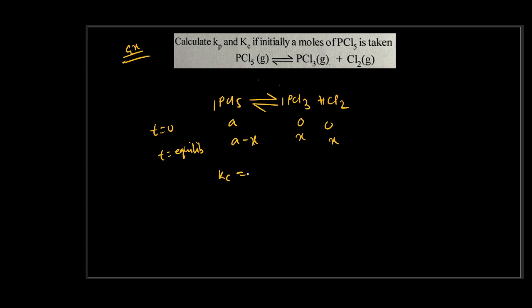If you calculate Kc, then from the law of mass action, the concentration of product divided by the concentration of reactants is known as Kc. At equilibrium, we find the concentrations by dividing moles by volume. Since volume is not mentioned, we take it as 1 liter, so dividing by 1 gives the same value, and there is no effect. So let's write the concentration of product PCl3 and Cl2 divided by the concentration of reactants.